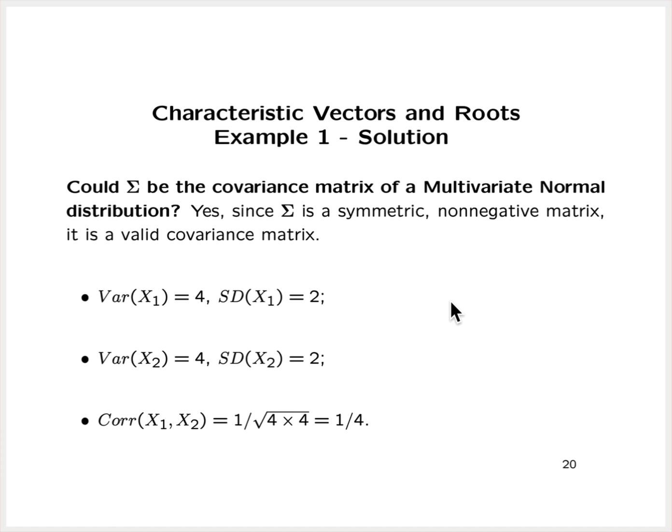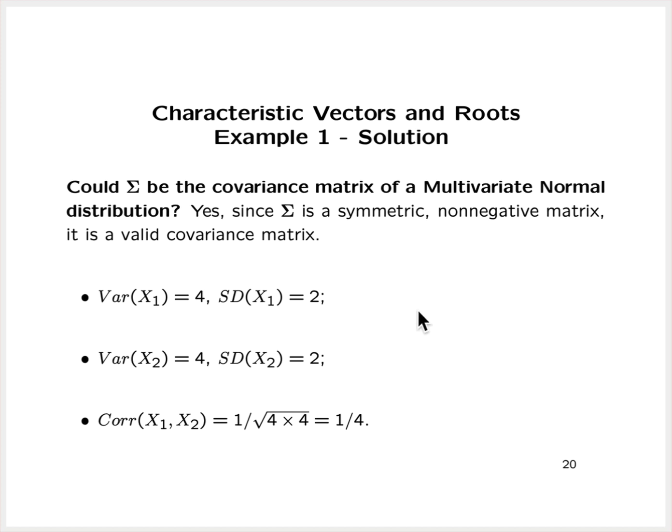Now, in this case, we know that the cap sig is square. It's a 2 by 2 matrix. It is symmetric, okay? And based on our evaluation of the characteristic roots, it's positive definite, therefore it is non-negative. And so cap sig could be the covariance matrix of a multivariate normal distribution. It's a valid covariance matrix.